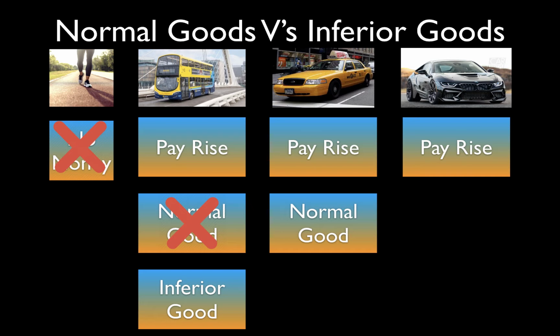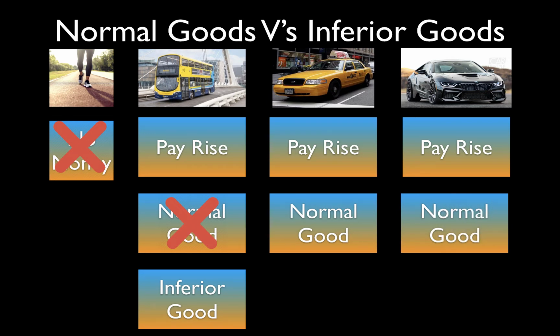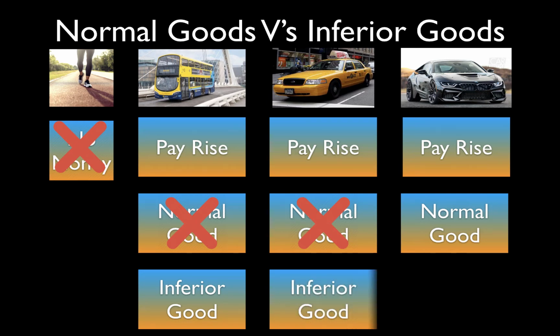So you get a pay rise and you buy a car. Now you are driving to and from work 5 days a week. So that's 10 car journeys in the week. Forget about Saturday and Sunday. So what has happened to your demand for car journeys? Well, they have increased. So therefore, it's a normal good. What has happened to your demand for taxis? Well, they have decreased. Therefore, it's no longer a normal good anymore. Well, what is it? It's an inferior good.